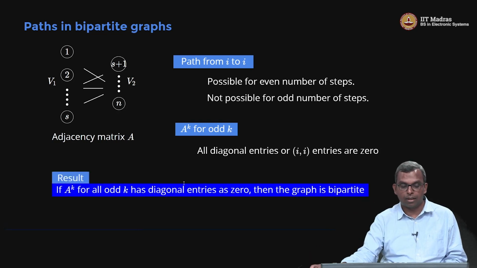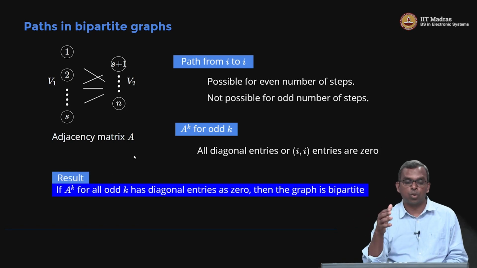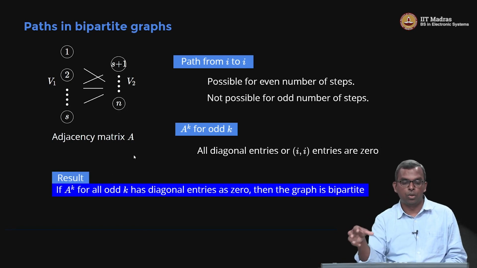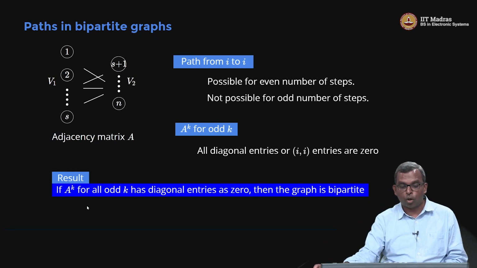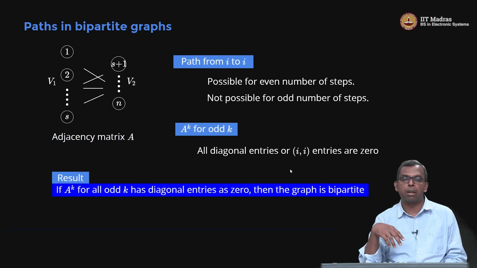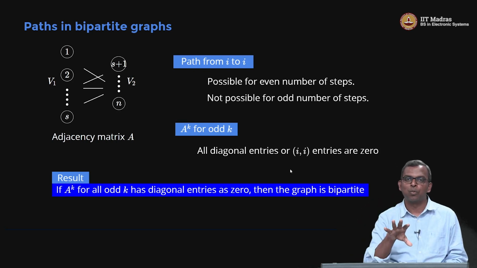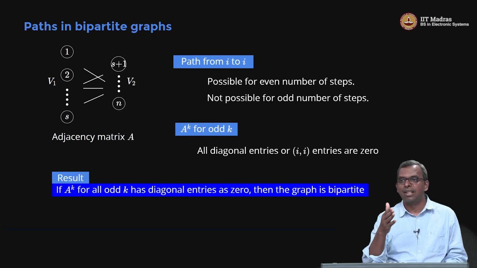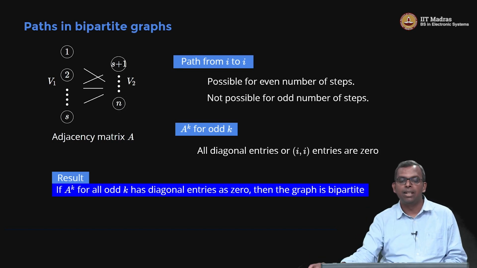Here is another result. This is a very surprising result. The converse is also true. What is the converse? If A to the power k for all odd k has diagonal entries as 0, then the graph is also bipartite. The reverse is also true. If you have an adjacency matrix and you raise it to the power k, and for all odd values you see that the diagonal is 0, then it is automatically bipartite.